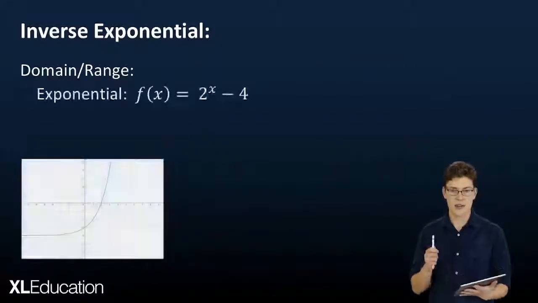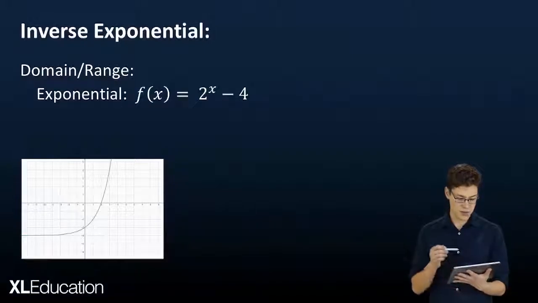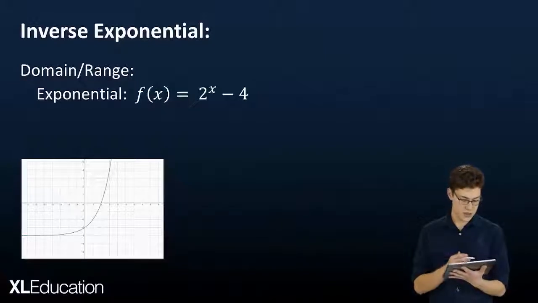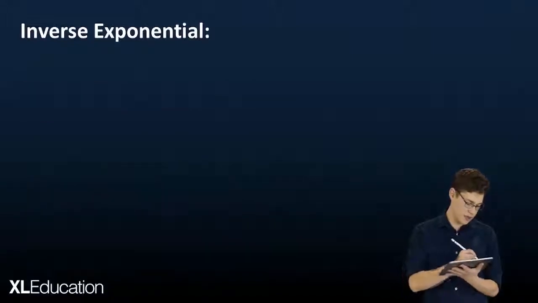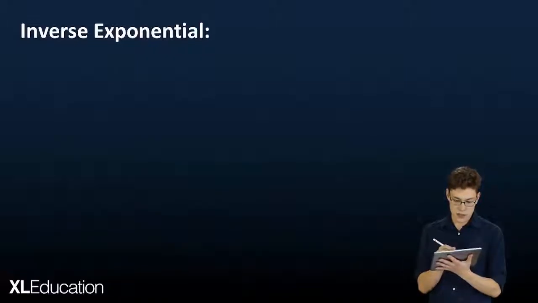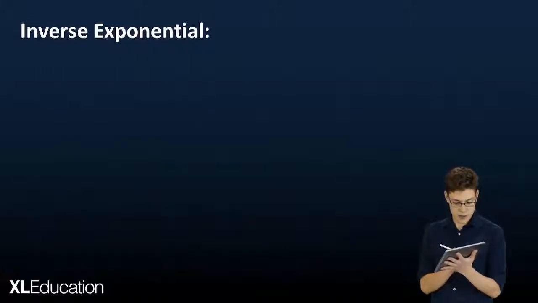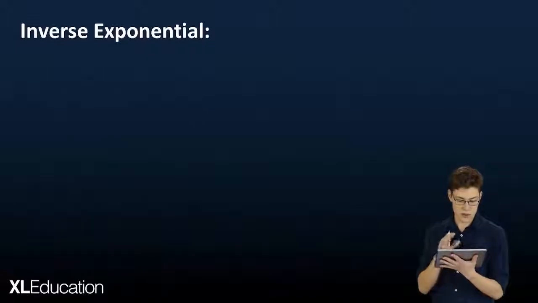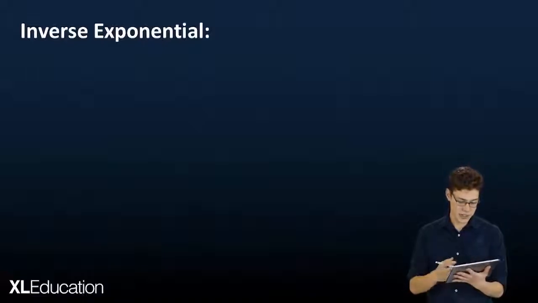So let's look at the domain and range of an exponential. The exponential f of x is equal to 2 to the power of x minus 4 has the domain x is an element of all real numbers. That means that the x values go from negative infinity to positive infinity. And the y range says that y is greater than q. So in this example, our q value is minus 4, and the y range goes from here. So this graph is never equal to minus 4. It's only ever above that because we have an asymptote at minus 4.